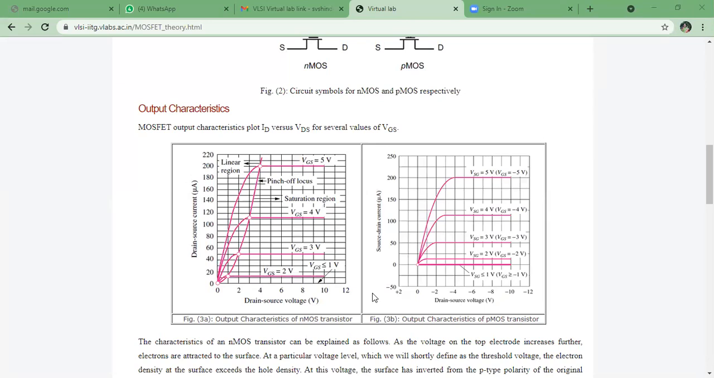Now here, what is the difference between NMOS and PMOS? The polarities are different. Here we get the characteristics in the first quadrant of the graph, and here we get the characteristics in the second quadrant of the graph, where the voltage levels are negative. So this is the difference in the characteristics of NMOS and PMOS.